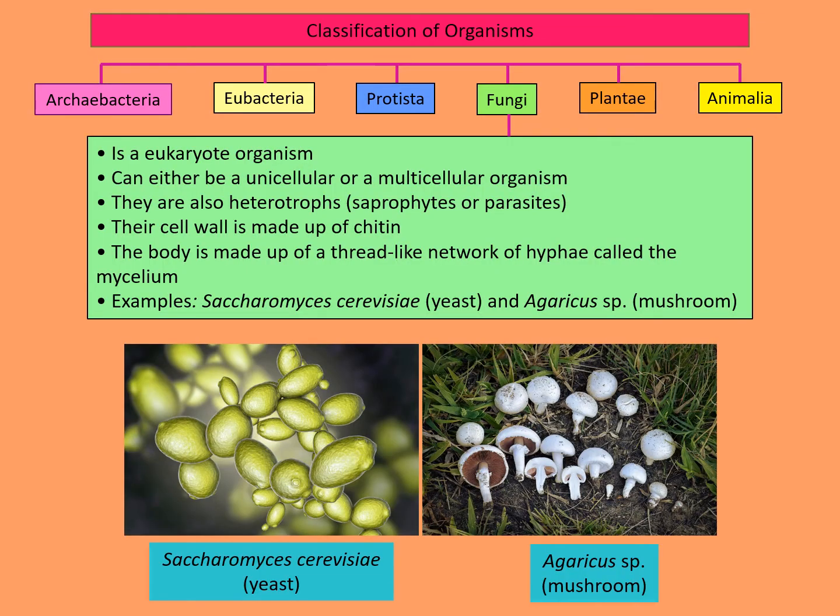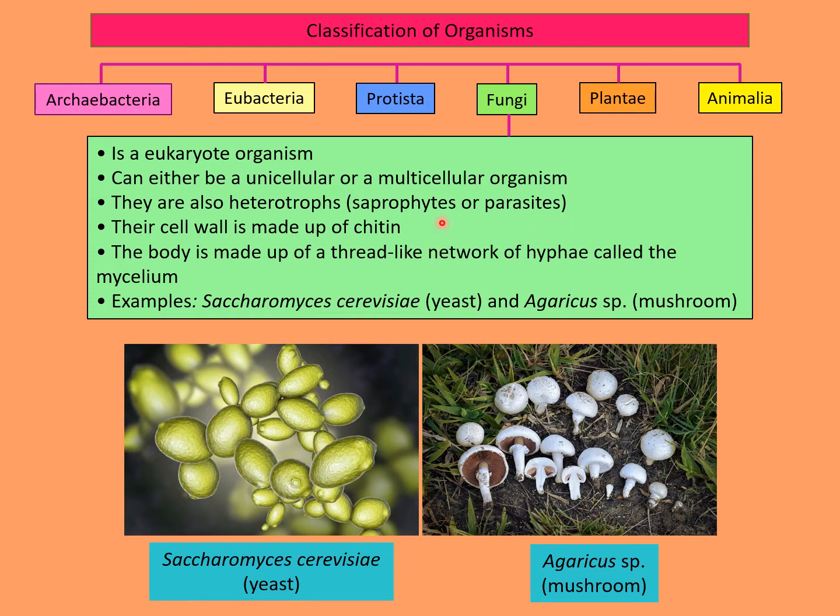Okay, now we look at fungi. Fungi is a eukaryote organism. This means the nucleus and the organelles are enclosed by membranes. They can be either unicellular or multicellular organisms. They are also heterotroph, and can be saprophytes or parasites. A heterotroph is an organism that cannot synthesize its own food but obtains food molecules by eating other organisms.